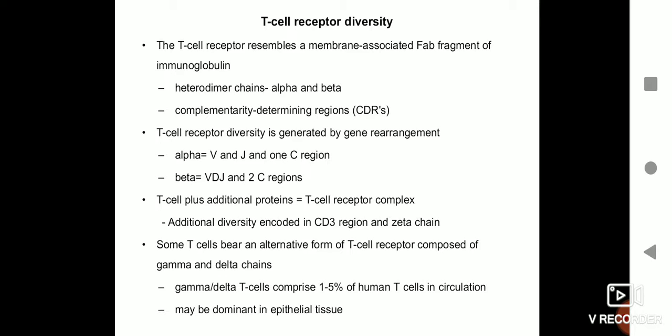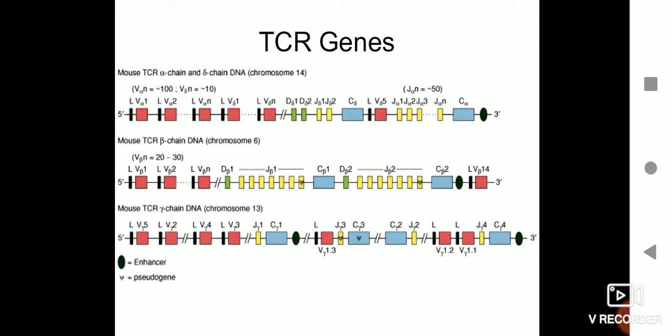As I have already told you, gamma delta T cells comprise only 2 to 5% of the total human T cell population in circulation, and most of them are found in the epithelial tissue. So here is the diagrammatic representation of the TCR gene. You can see the red region is the V region, then the green is the D region, the yellow is the J region, and in between you can see the C, which is the constant region, right?